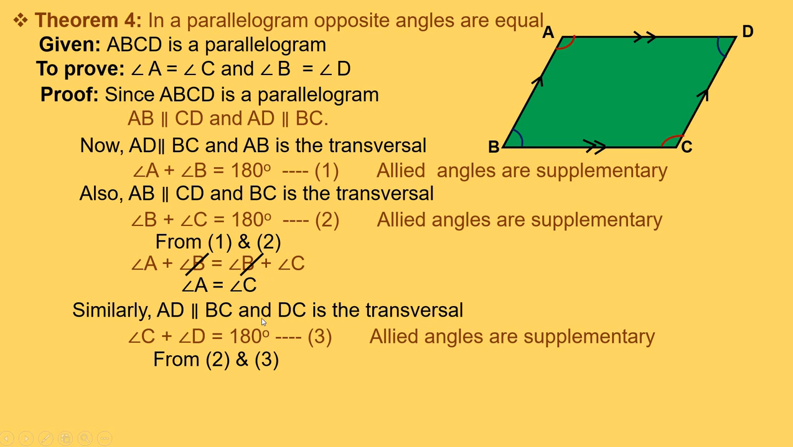So, both are equal to the same value, 180 degrees. So, we can say that angle B plus angle C is equal to angle C plus angle D. Now, C and C get cancelled. We have angle B is equal to angle D. So again, angle B is equal to angle D, that is, opposite angles are equal. Thus, opposite angles are equal in a parallelogram.